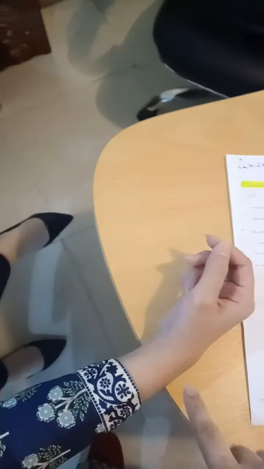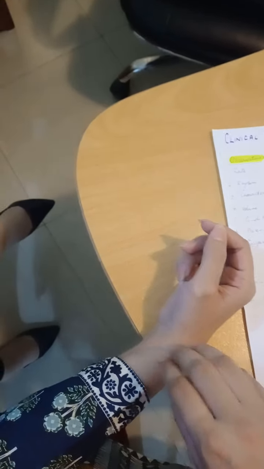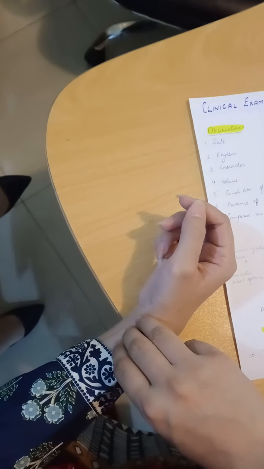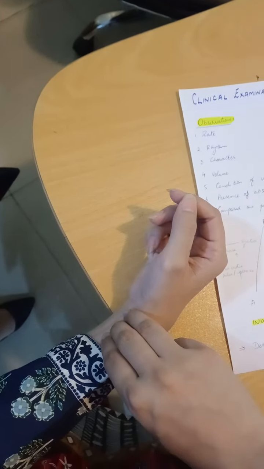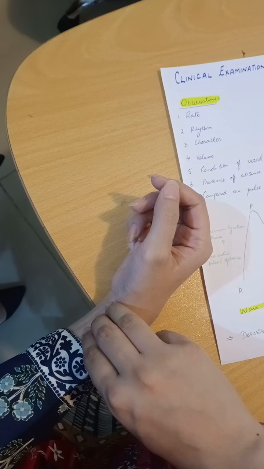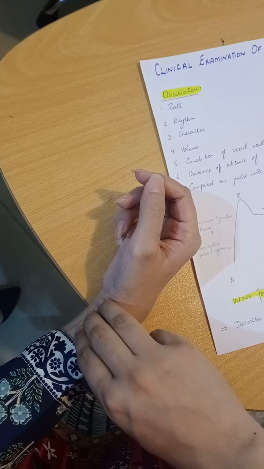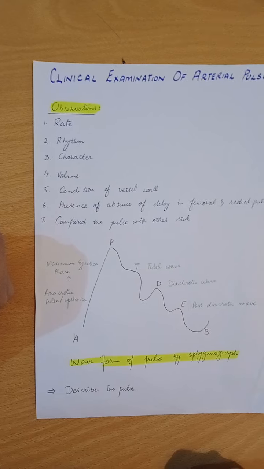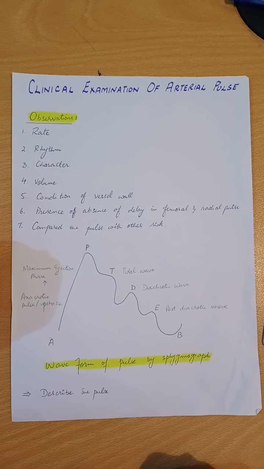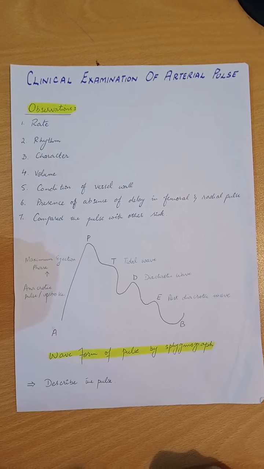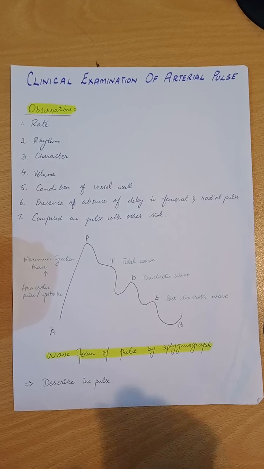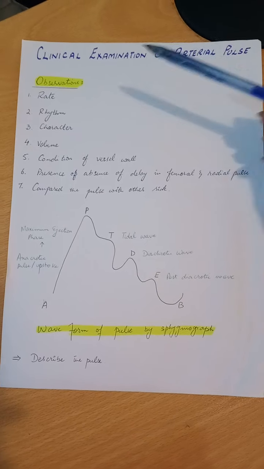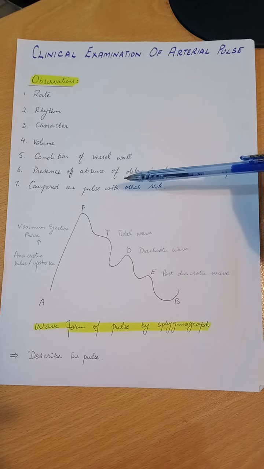Okay, so the arm of the patient is right now in semi-flexed position and semi-pronated. This is how I'm going to press my 3 fingers against the radial artery and feel the different characteristics of the pulse. So now I'm going to observe the rate, rhythm, character, volume, condition of the vessel wall, presence or absence of the delay in femoral and radial pulse, and compare the pulses with the other side. So one by one we will discuss these characteristics of the pulse.